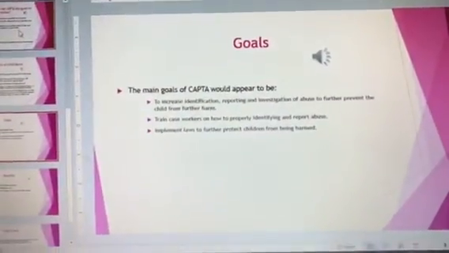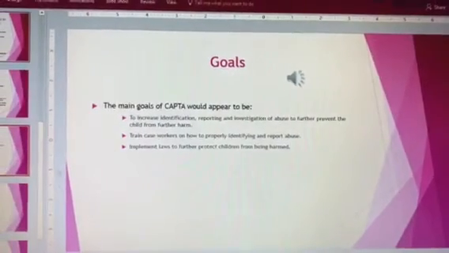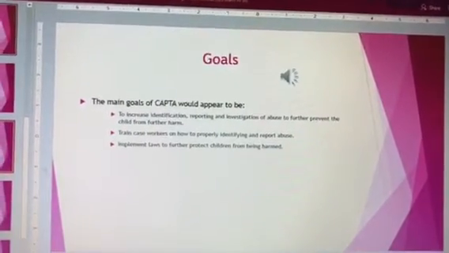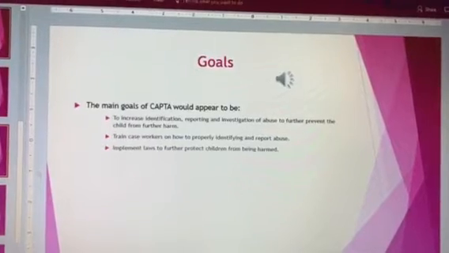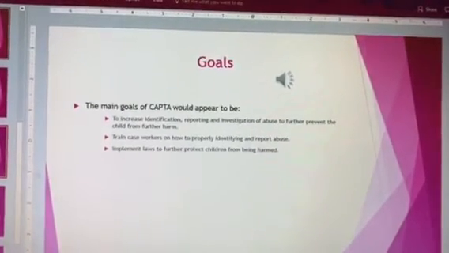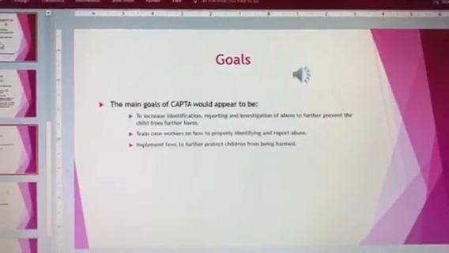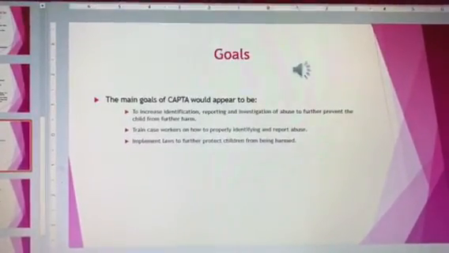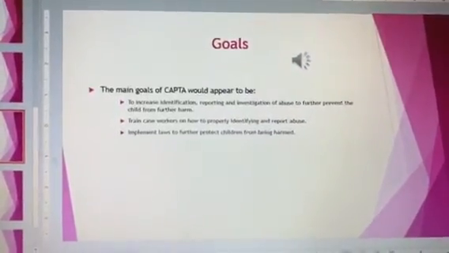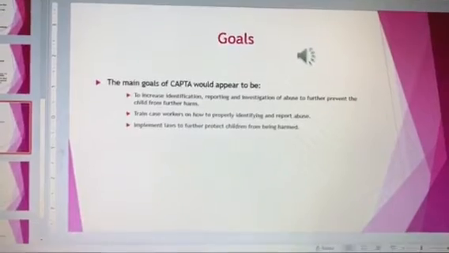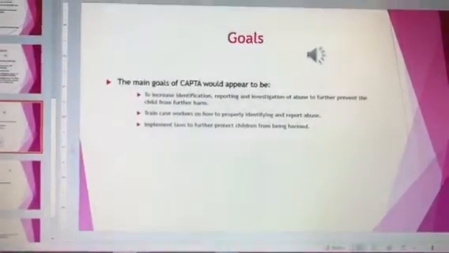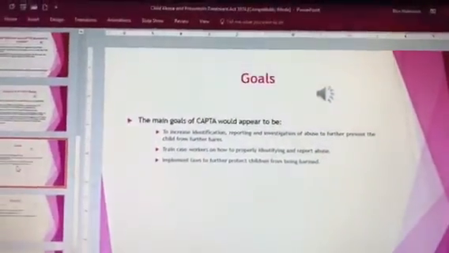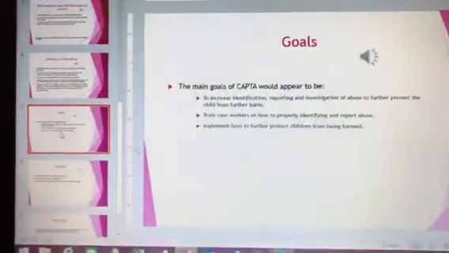The main goals of CAPTA would appear to be to increase identification, reporting, and investigation of abuse to further prevent the child from further harm, train caseworkers on how to properly identify and report abuse, and implement laws to further protect children from being harmed. So, personally, I think the most important is training caseworkers on how to properly identify abuse, because the more they're able to see what exactly is going on, then they will be more likely to get the child the proper help that they need, instead of unfortunate cases of the children who go undetected.